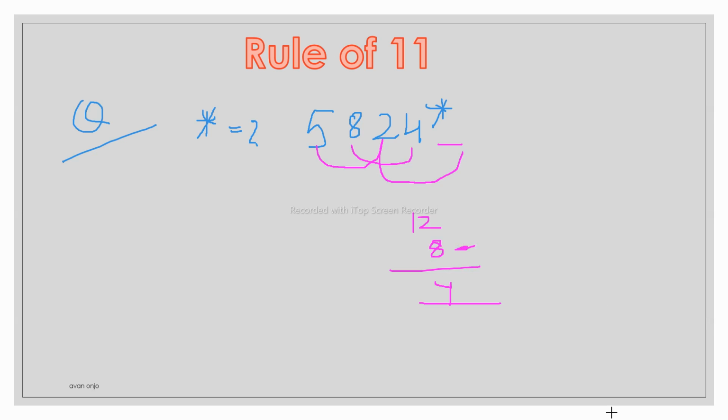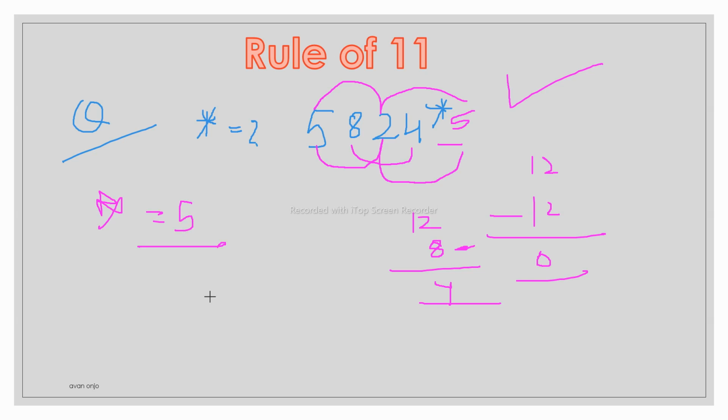Okay, so what if I take 5 here? So what I'm going to get, 5 6 7 and 5 6 7, it's going to be 12. Okay, so I'm going to get a 12 here, then 8 plus 4 is again going to be a 12. So if I minus 12 with 12, I'm going to get 0. So in this case it is going to be divisible by 11, so the value of star is going to be 5.